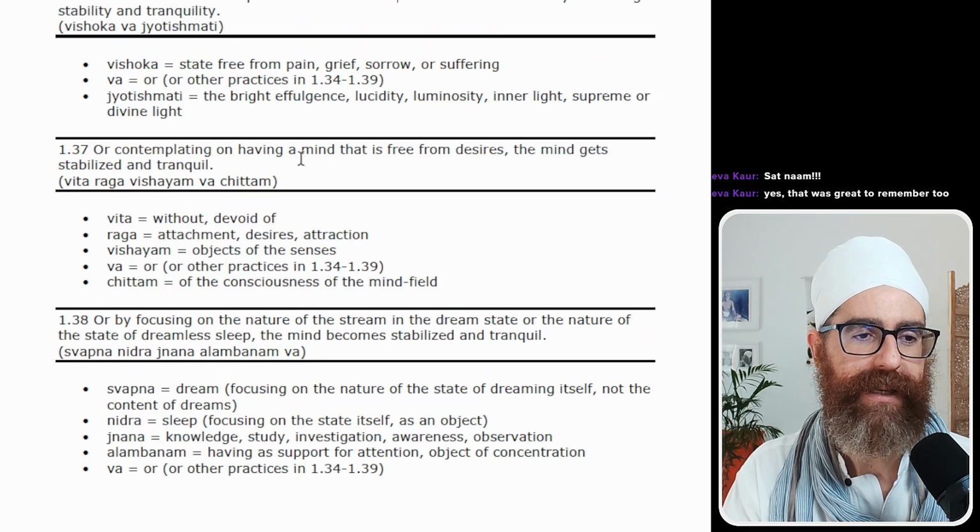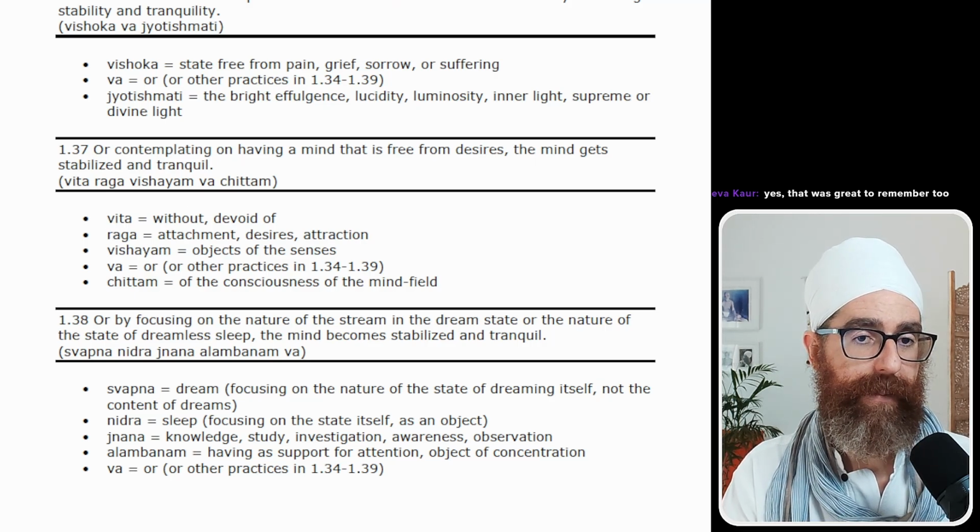Let's go to 1.37. Or contemplating on having a mind that is free from desires, the mind gets stabilized and tranquil. Mind being Chittam. He's referring to Chittam. But remember, Chittam is like the field of consciousness, not just the mind. So Raga, the attachments and the desires, we were just talking about the right attitude towards the outside through the senses. So he's telling you, just calm down and stop this inner desire.